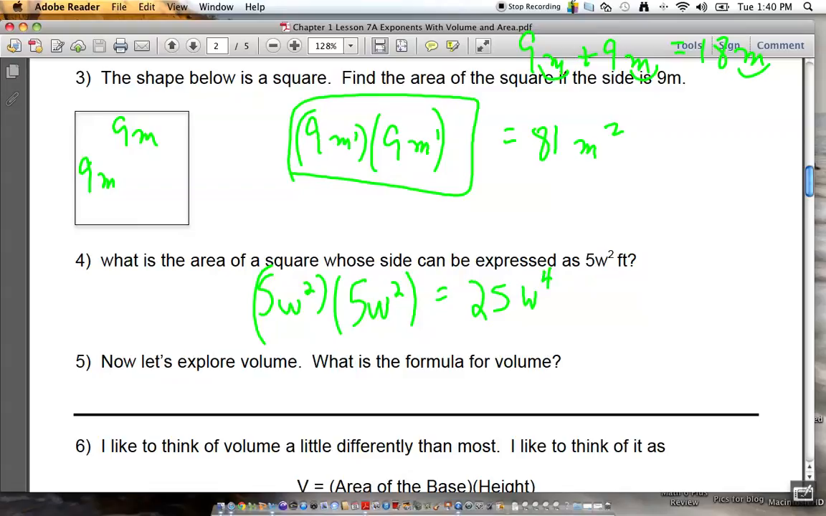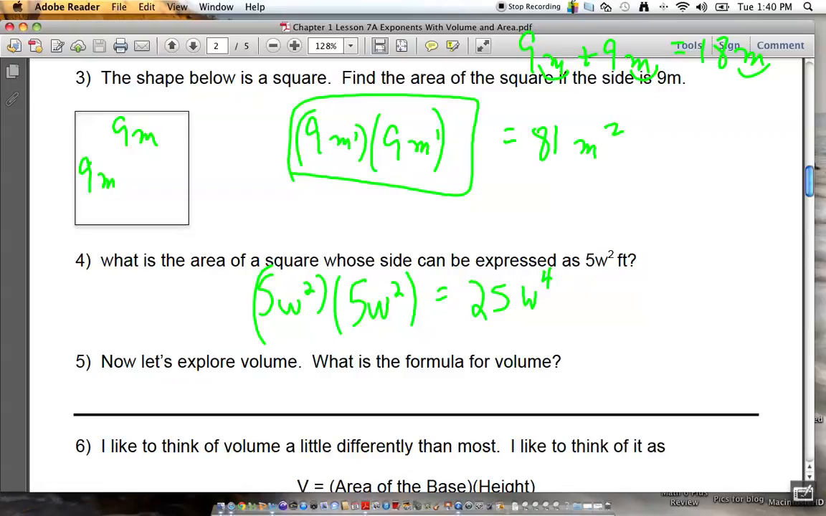Now let's explore volume. For rectangular prisms, does anybody remember the formula for volume? Length times width times height? Very good. Length times width times height. Sometimes I say the area of the base times the height. It's the same thing. Was that what you were going to say?